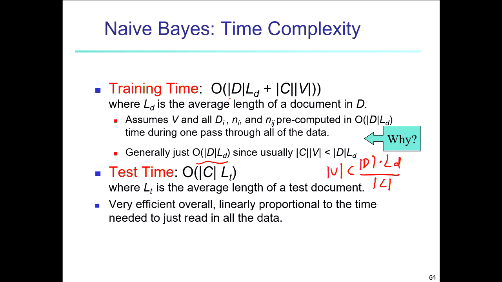And for the test, the LT is the length of a test document. So you only need to go through the document C times, each time for a specific class, and do the computation, and you get C different probabilities, and you take the largest one as your final prediction.